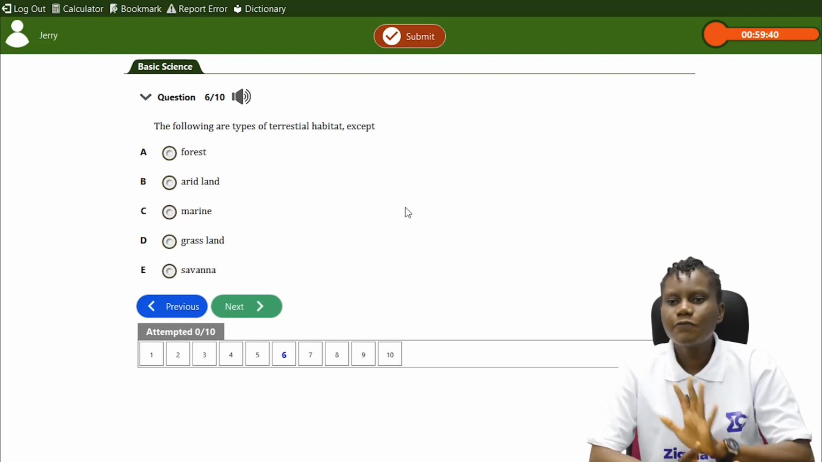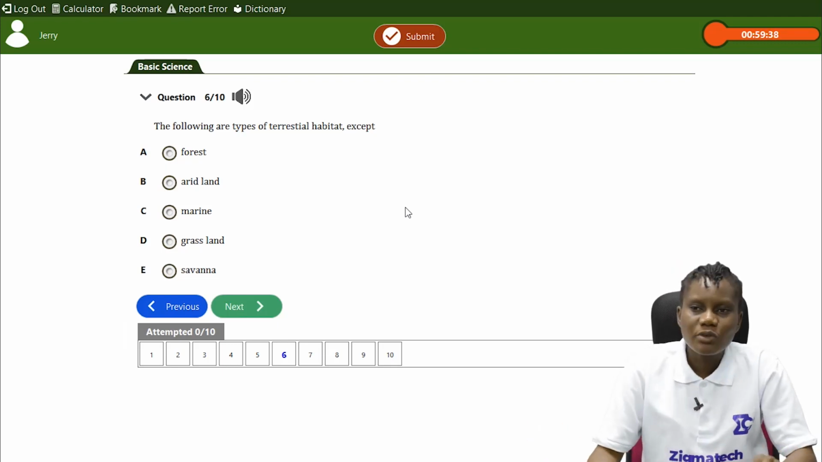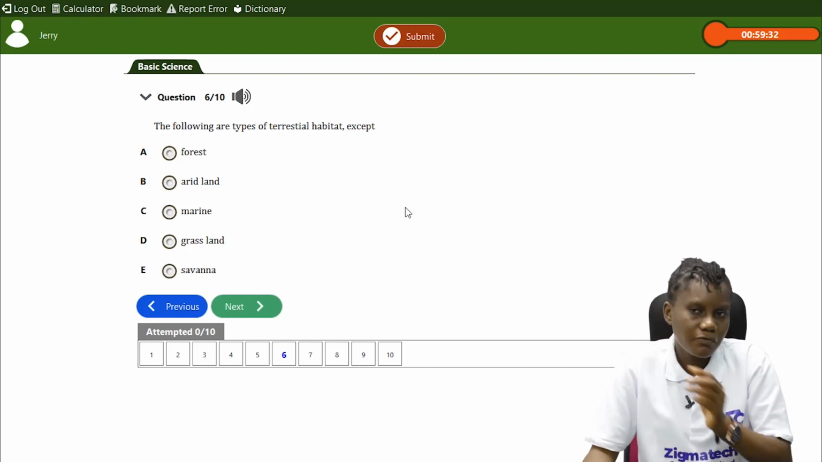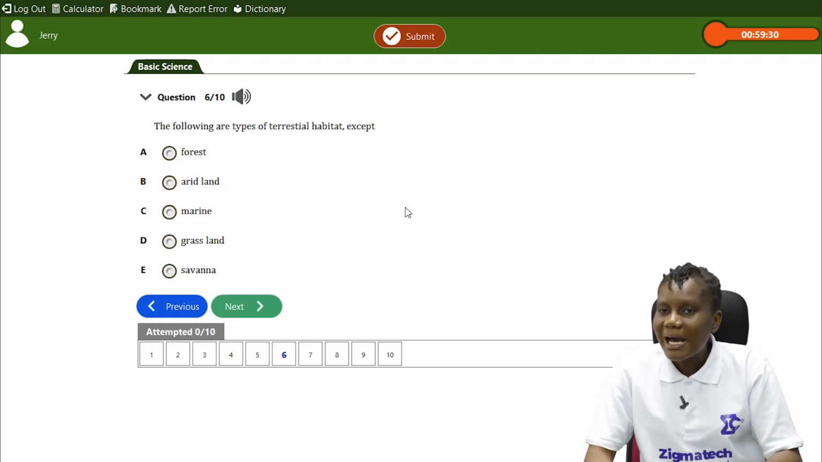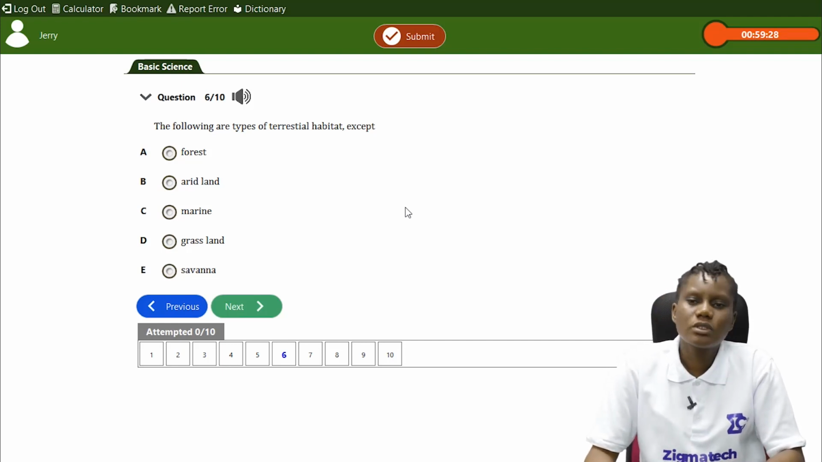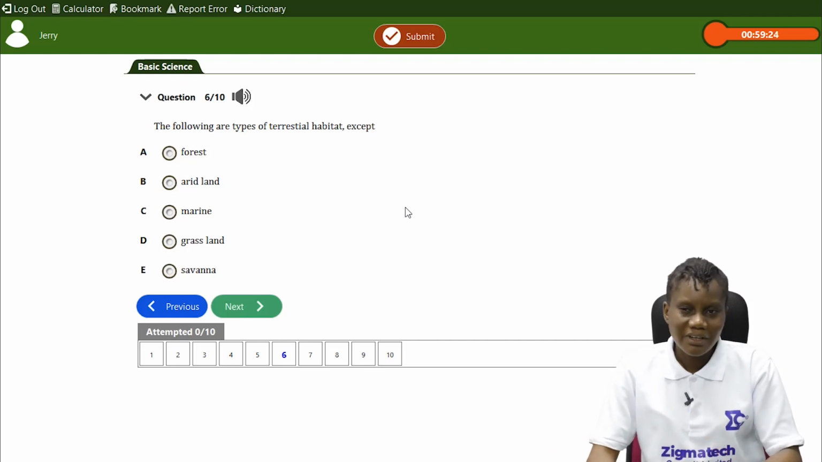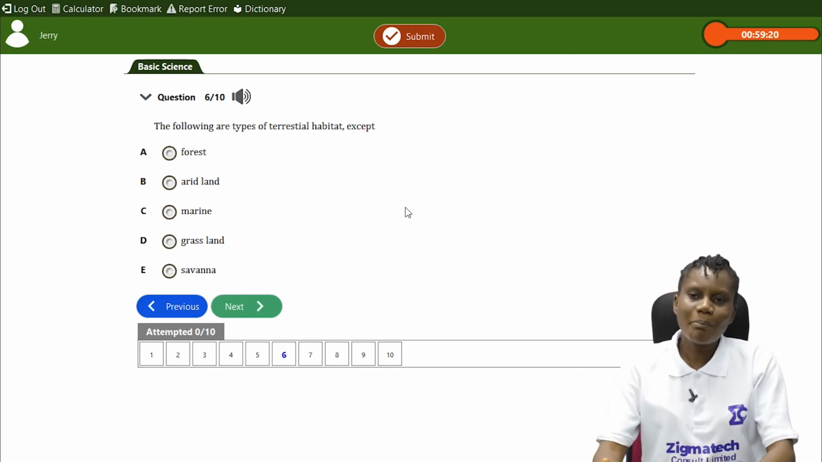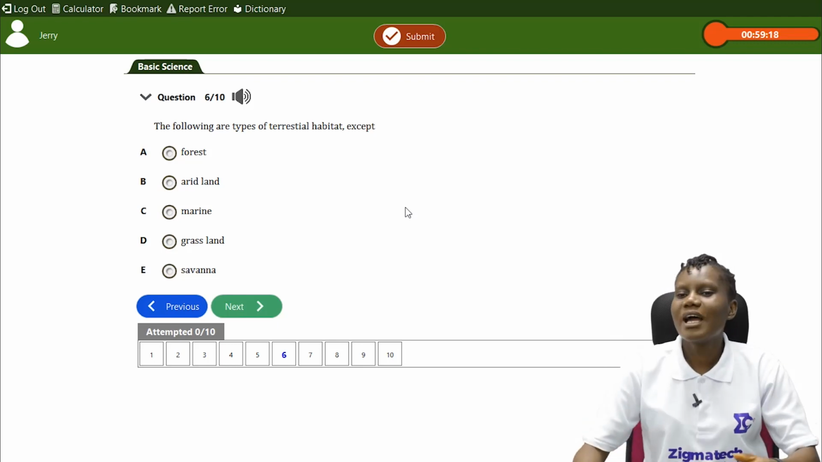The following are types of terrestrial habitat except: A, forest. B, arid land. C, marine. D, grassland. E, savanna. I can almost imagine you screaming when I mention marine. No. Marine is not part of the terrestrial habitat.